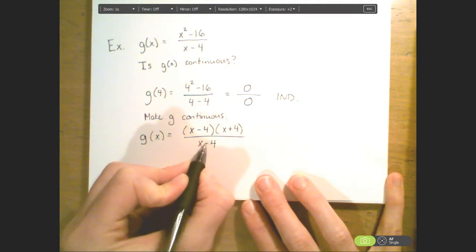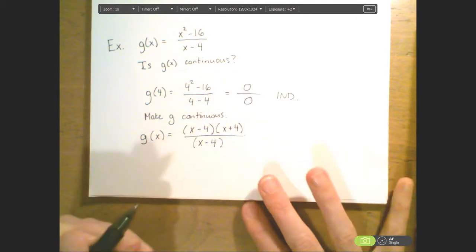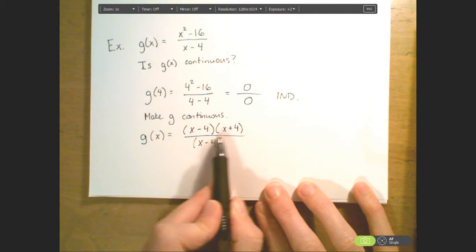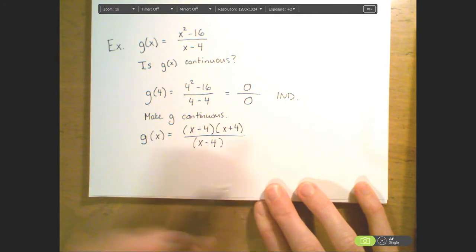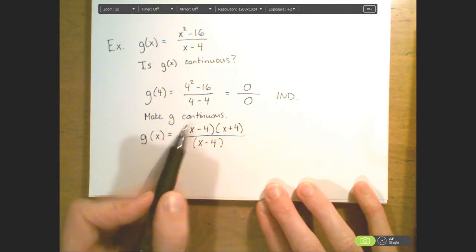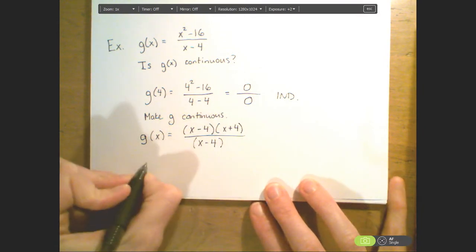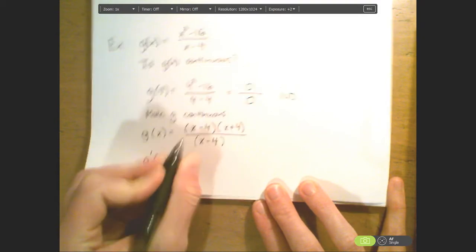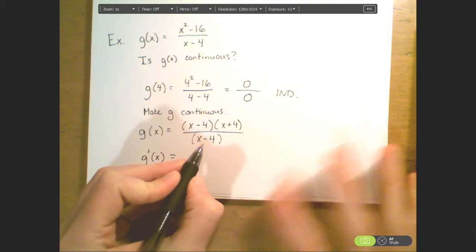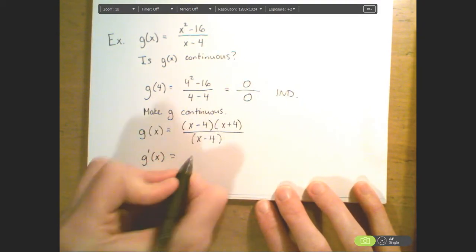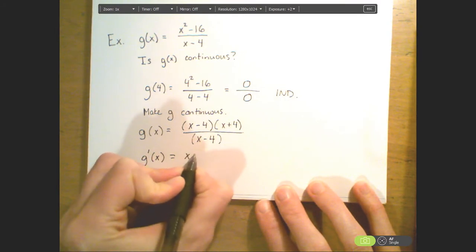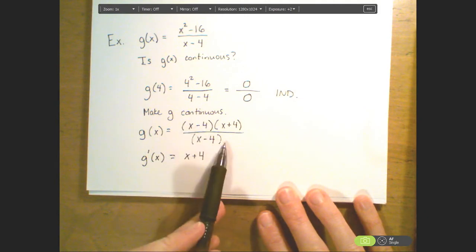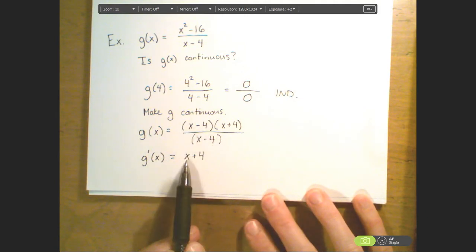So typically, an algebraic thing that people do would be to just cancel both these and say that the function is x plus 4. That's sloppy though, because by canceling them, it removes the discontinuity. I'm going to rewrite this function as g prime of x. By canceling the numerator and the denominator, the x minus 4 in each, I'm left with just the function x plus 4.